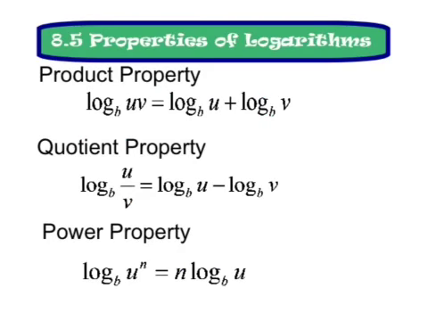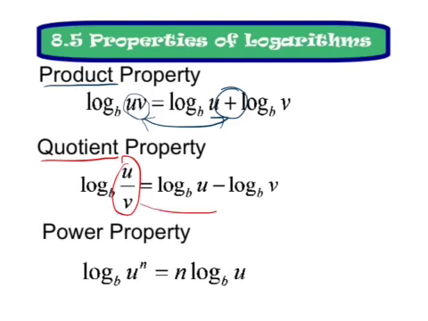Welcome to Chapter 8.5. This is another lesson on using properties of logarithms. Just as a quick review, the properties of logarithms: the product property says that if you have two things that are multiplied, multiplication and addition go together. If you have two things that are divided, called the quotient property, division and subtraction go together with logarithms.